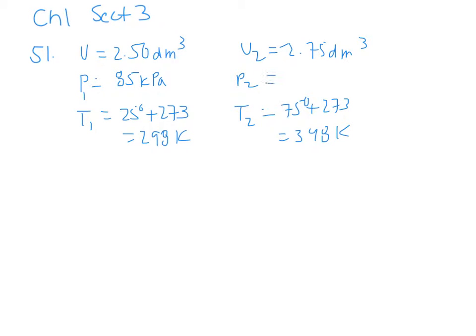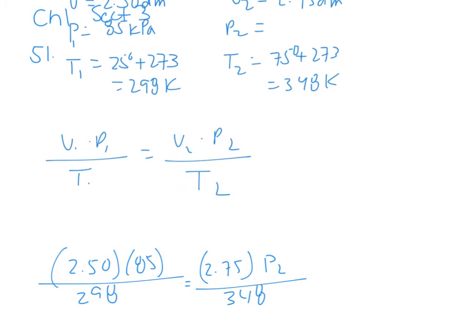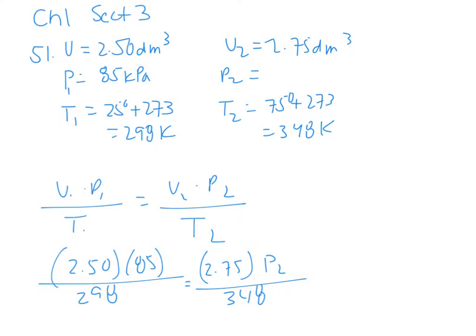So I'm just using the combined gas law here. V1 times P1 over T1 should be equal to V2 times P2 over T2. So I'll go ahead and set it up. So there's how I've set mine up. So you're just going to have to go ahead and cross multiply and divide to solve for this. I don't know why this doesn't all scroll together. So let me just move it over here. I'll do this in red.